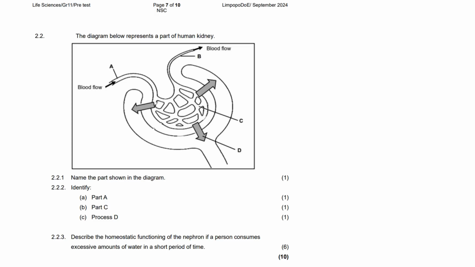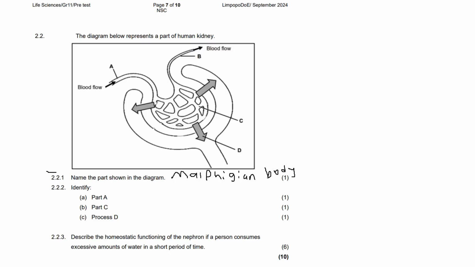So 2.2 now, we're given the Malpighian body, and they're asking us, 2.2.1, to name the part shown in the diagram. That's the Malpighian body. Sometimes they'll ask you to draw it or to label it. Here they're asking you to give the name of it, but sometimes you'll get questions where they ask you to draw and also label it. So that's the Malpighian body.